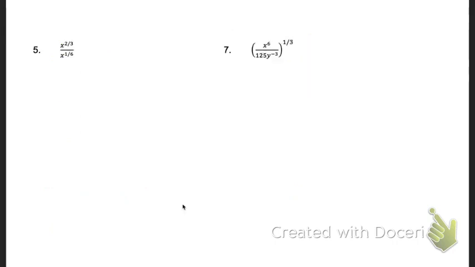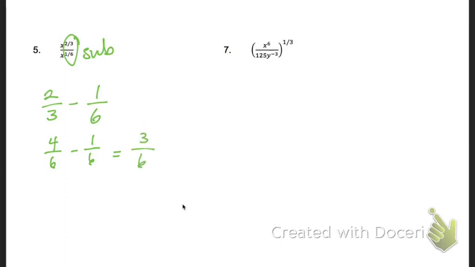Okay, number 5. What do I do? Add, subtract, multiply. But what do I do with the exponents? Oh, yeah. Subtract. But you have to first make them equal. I'm going to change this to be 4/6 minus 1/6, which is 3/6. When it's division, you subtract the exponents.